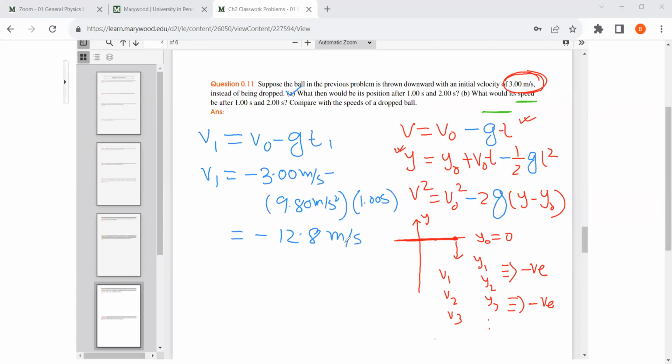Okay, it is higher than what we see in the last problem. In the last problem it was 9.8 meter per second. Now it is minus 12.8 meter per second.